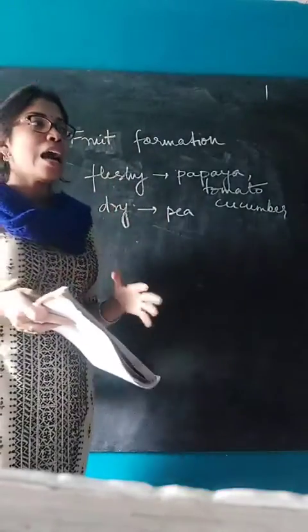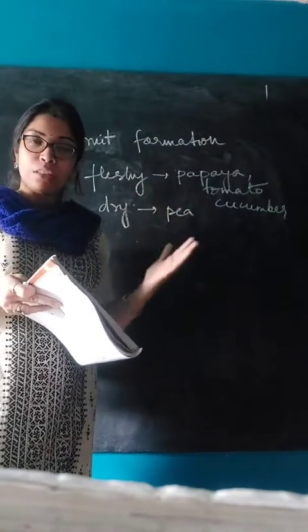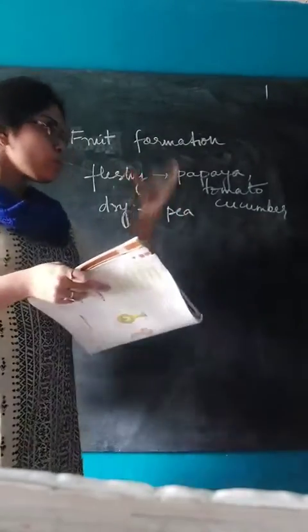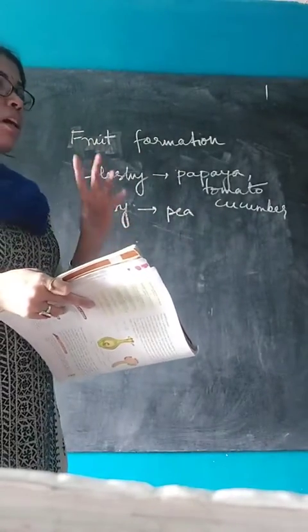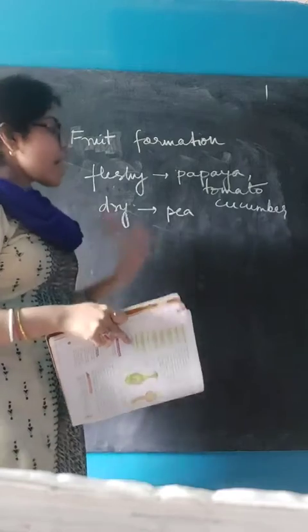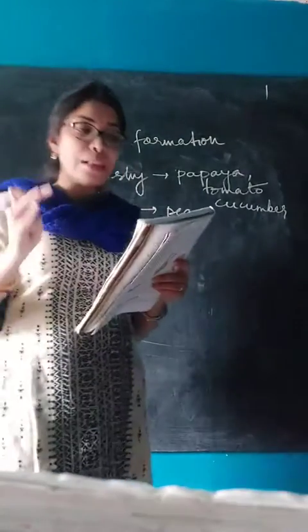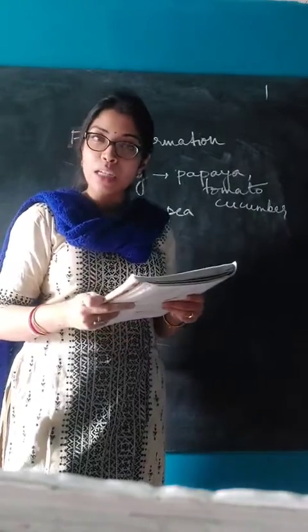So one seed has the potential to grow into new plants, more new plants. The outer surface or the fleshy part, or in fact the dry part also, has the capability to protect the seed from insects, diseases, and extreme climatic conditions.